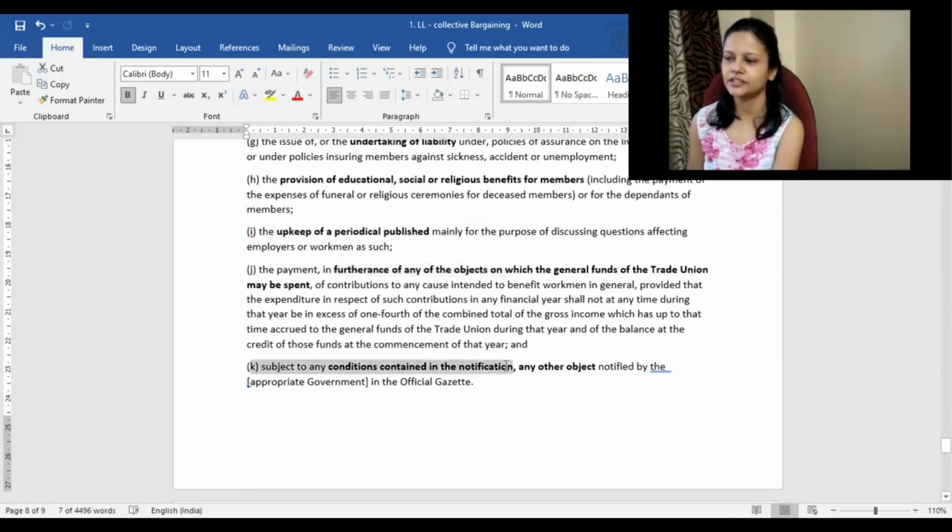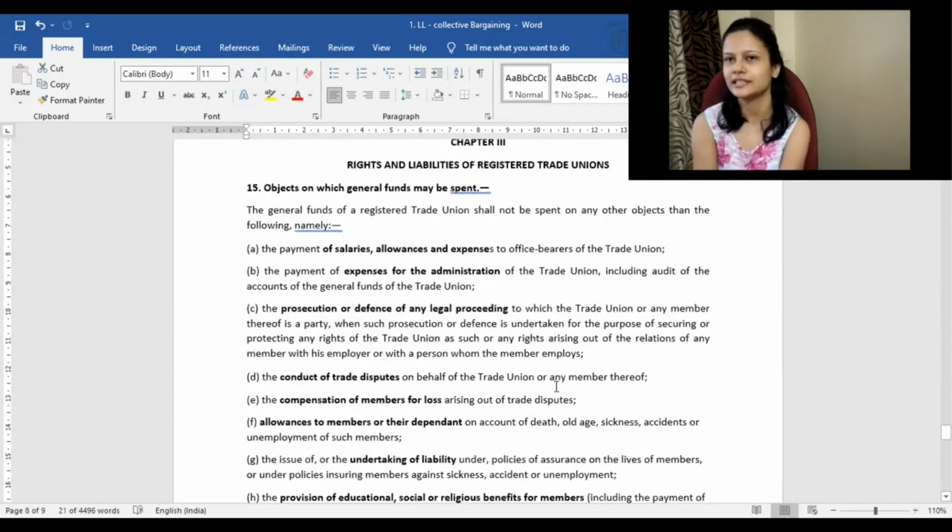Subject to any conditions contained in the notification, any objective notified by the government. Apart from this also, this list is not a complete list, but we cannot make any changes in it. But if the appropriate government feels that we can include certain other points as well, certain other objectives as well, that also can be done. And for that purpose, again, the trade union will be allowed to make the expenses from their general fund.